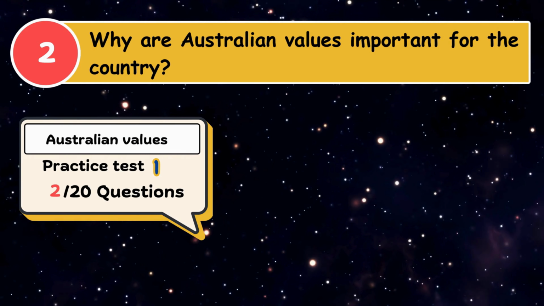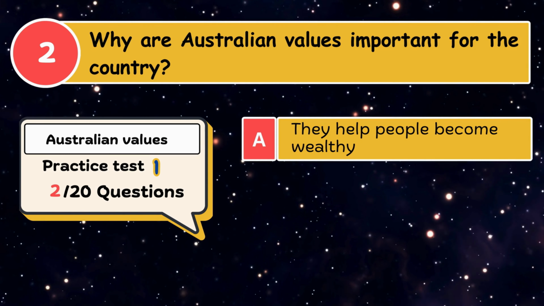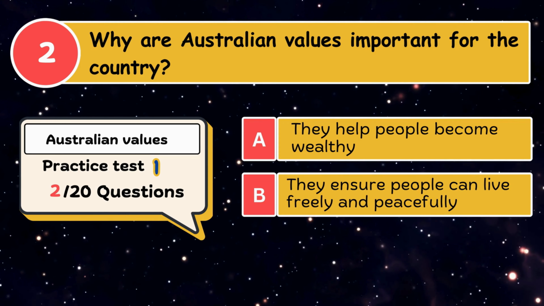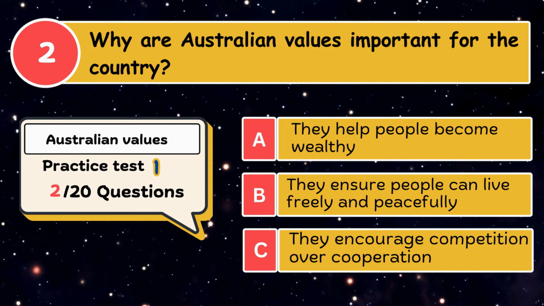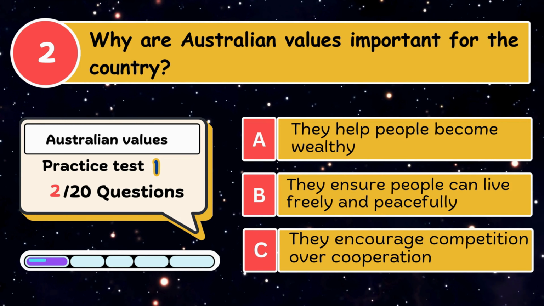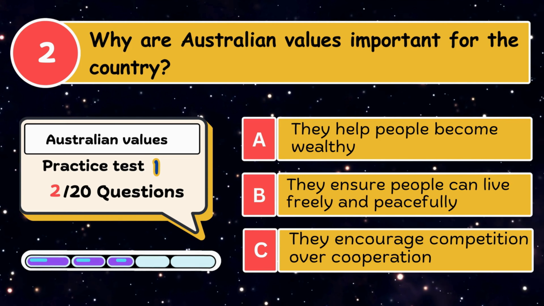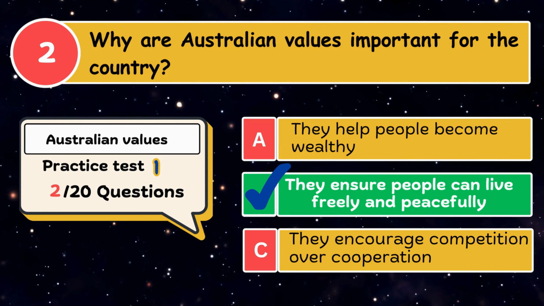Why are Australian values important for the country? A. They help people become wealthy. B. They ensure people can live freely and peacefully. C. They encourage competition over cooperation. The correct answer is they ensure people can live freely and peacefully.